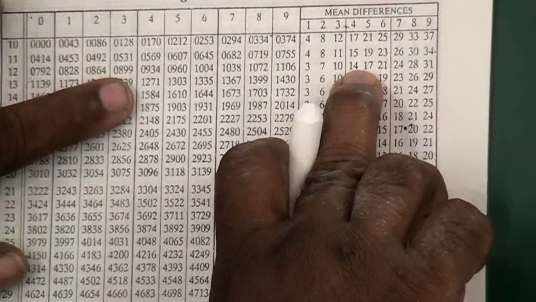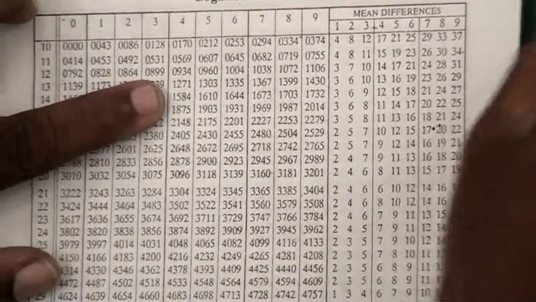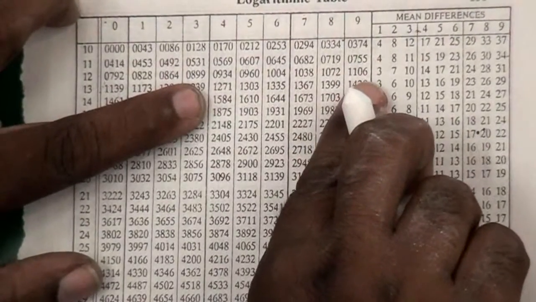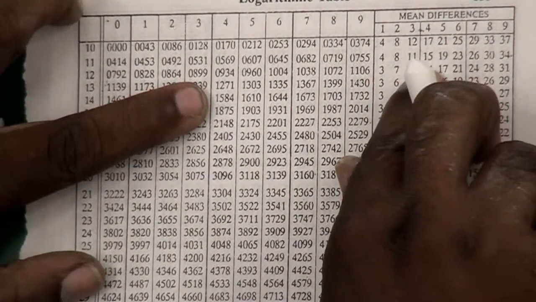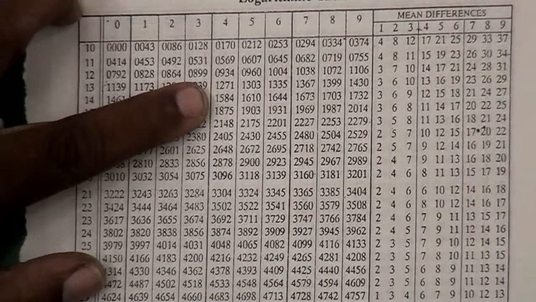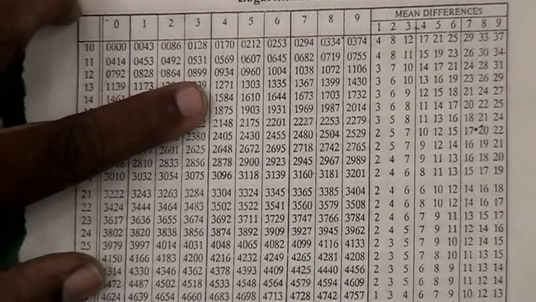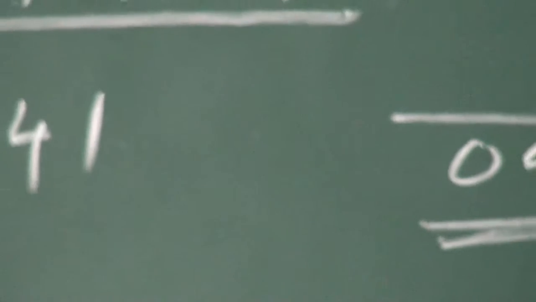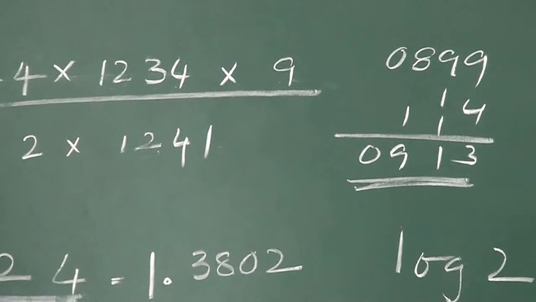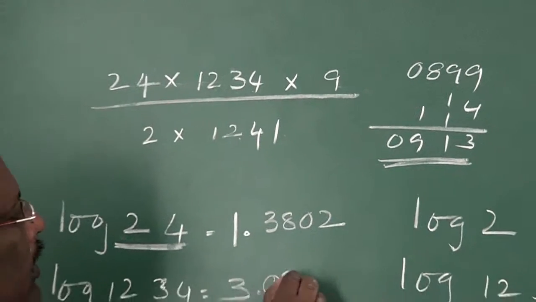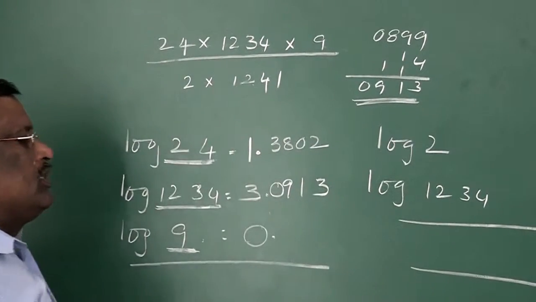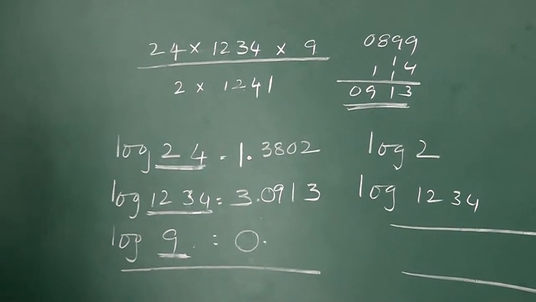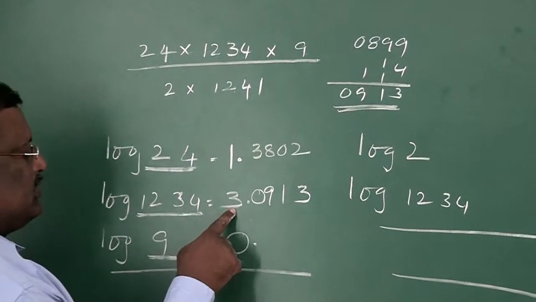So 1, 2, 3, 4: 12 against 3 is 0899. For that you have to add the mean difference for 4, which is 14. If you add 14 to 0899, you get 0913. So for 1234, the mantissa is 0913. 0913 is the log value of 1234. Because it is a 4-digit number, its characteristic is 3.